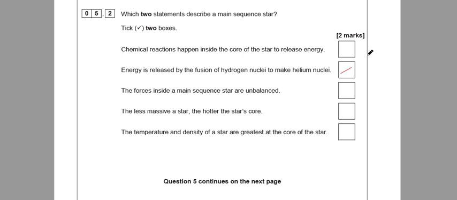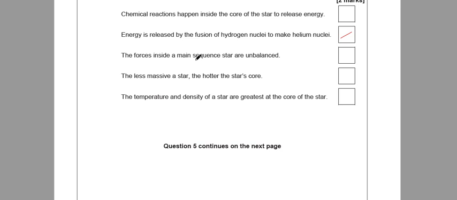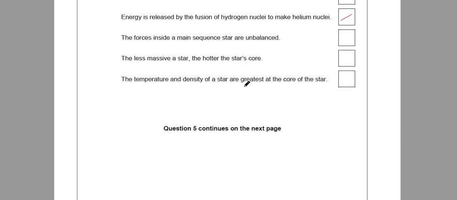This is correct. Forces inside a main sequence star are unbalanced. No, they should be balanced. Gravity should be balanced by radiation pressure. The less massive the star, the hotter the core. No. Temperature and density of a star are greatest at the core of the star. This is correct.